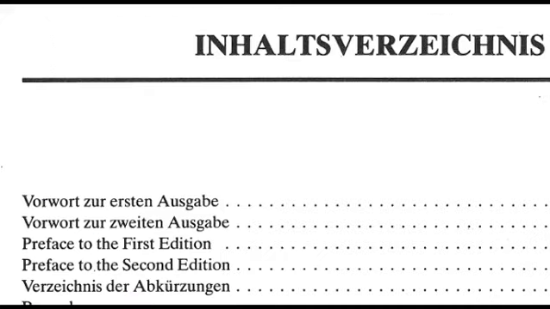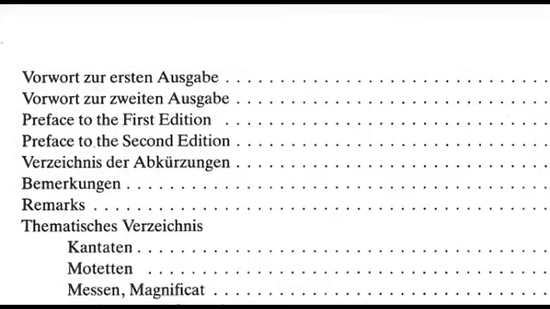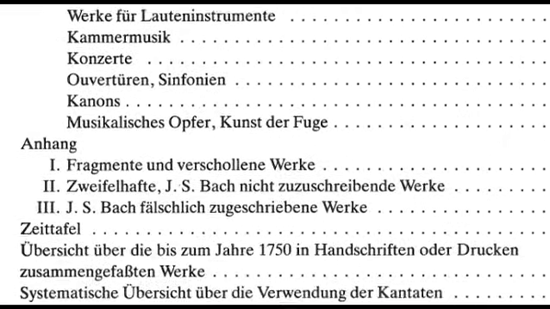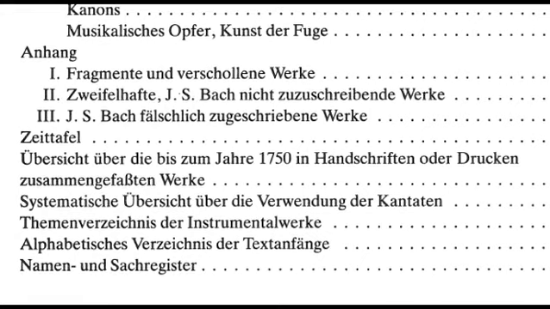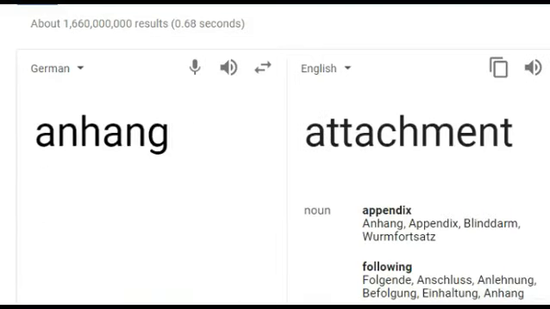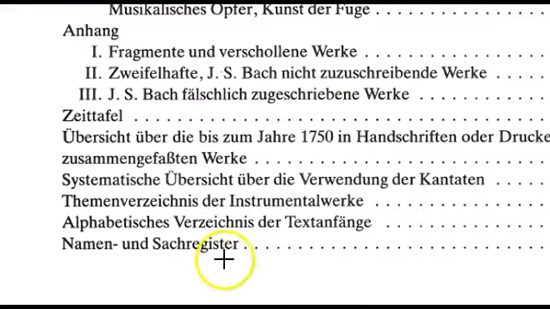Establishing and documenting authenticity of compositions is a major function of thematic catalogs. Schmieder deals with questions of authenticity in an appendix. The appendix, Anhang in German, is divided into 3 parts. Part A lists fragments and lost works.